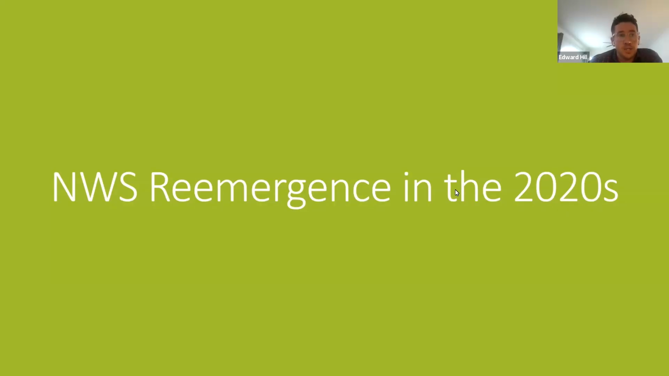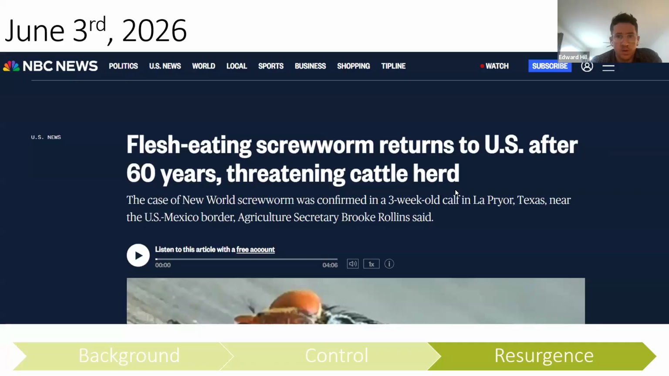Okay, so getting to the meat of the subject, which is New World screwworm reemergence in 2020. Let's talk about what's going on today. As of 2 days ago, we have our first case of New World screwworm in the United States since that deer issue in 2016, 2017. They found screwworms in a calf in southern Texas, basically right along the border. So this is hot news, just 2 days ago.